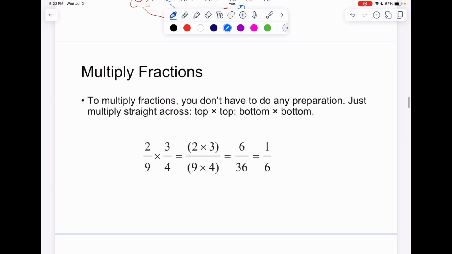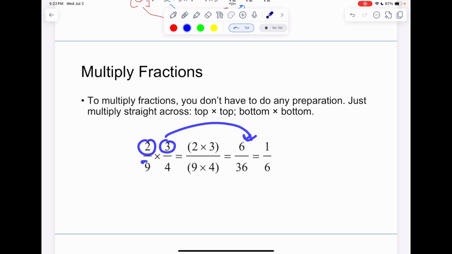When we multiply fractions, we simply multiply the tops together and multiply the bottoms together. There's no preparation to do. If I have 2 over 9 times 3 over 4, I multiply the tops together and that goes in the top spot, and then I multiply the bottoms together and that goes in the bottom spot.